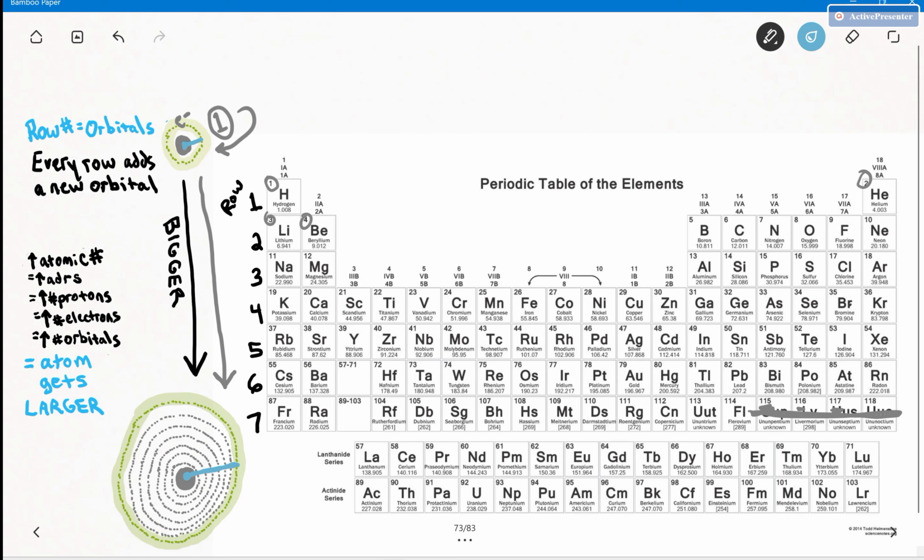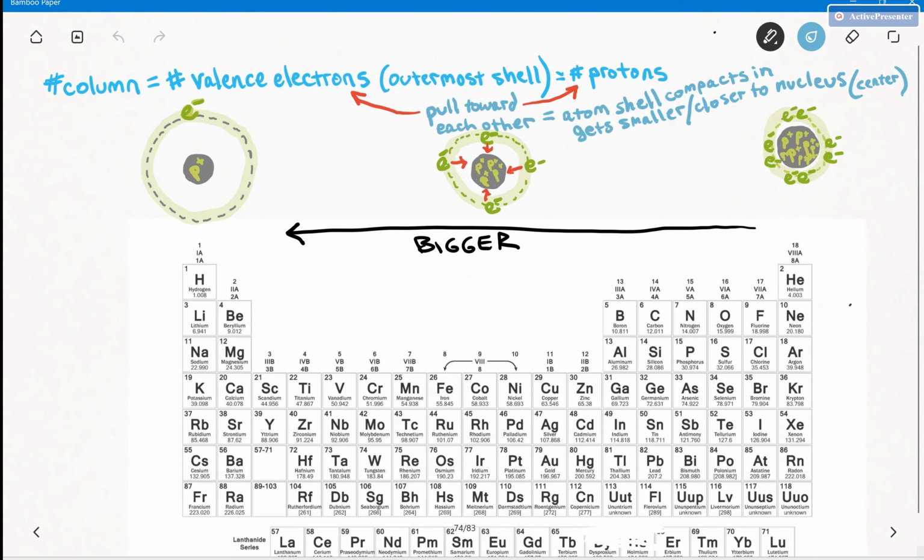So the atom is going to get larger the further downward you go, down the rows. But, and here's what trips some people up, if you go to the left on the columns of the periodic table, the atom is also going to be bigger. Why? Well, because there's going to be more space between the orbitals, and there's going to be more space between the center orbital and the nucleus.